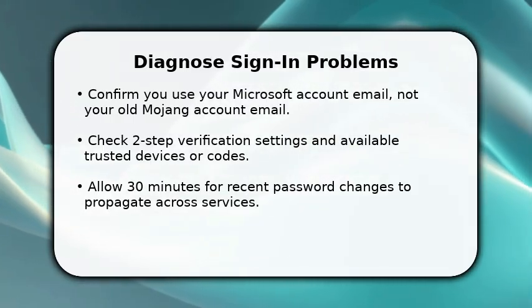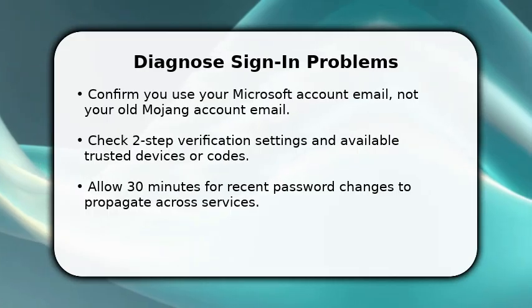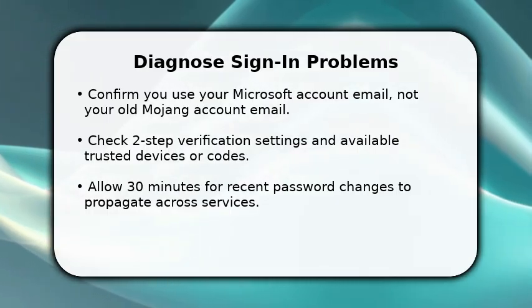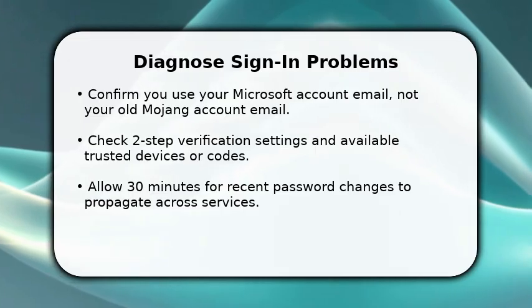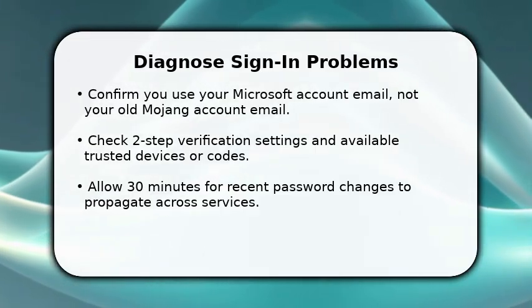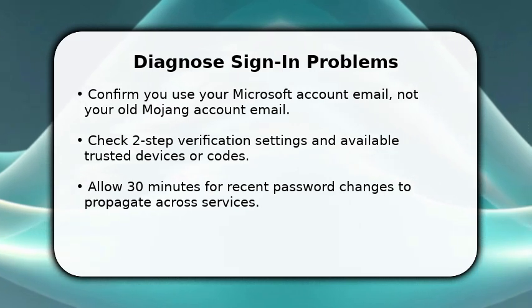Look for account lock emails in your inbox and your spam folder. If you recently changed the password, wait 30 minutes for systems to update. Also verify your Xbox Live gamer tag appears under your account settings.